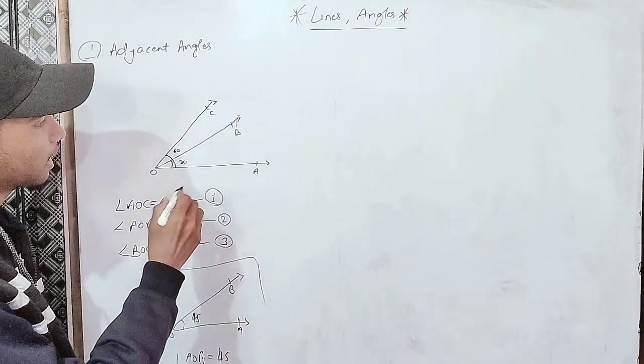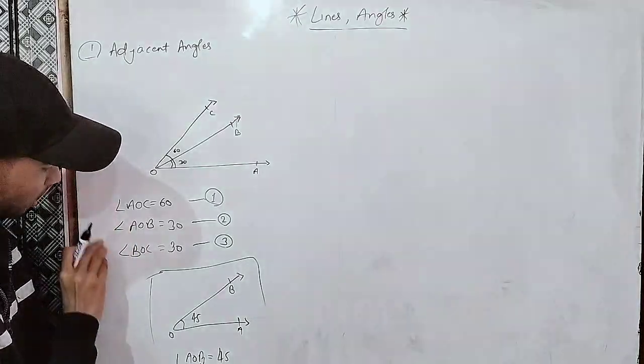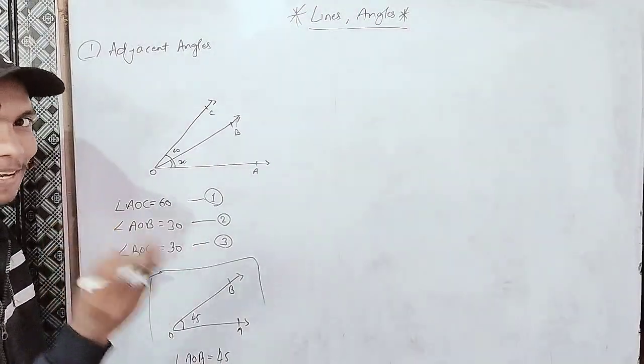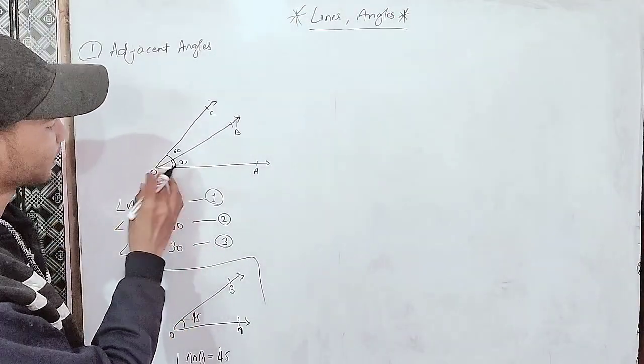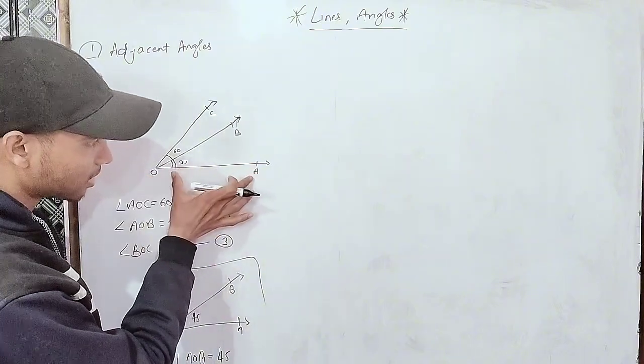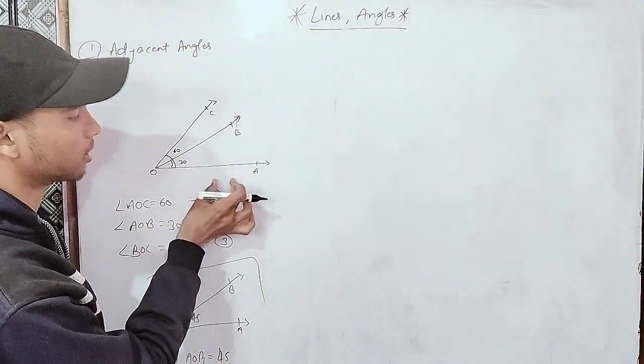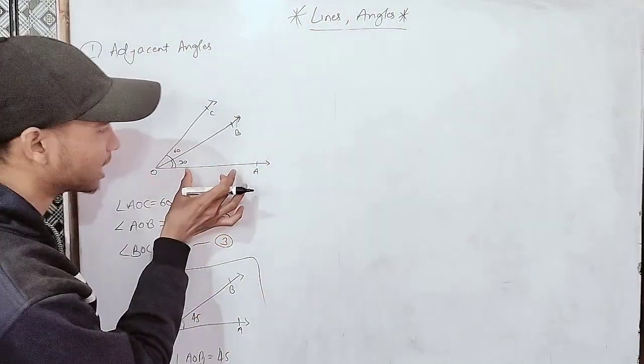So our main point is, and also this was the main point. Okay. This is the adjacent ray line. This is adjacent.